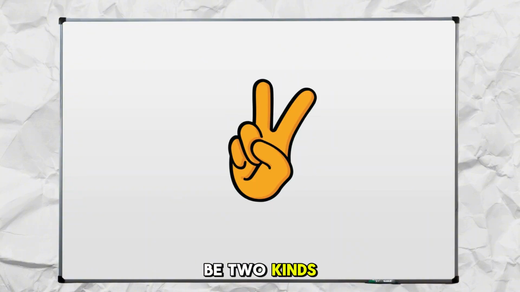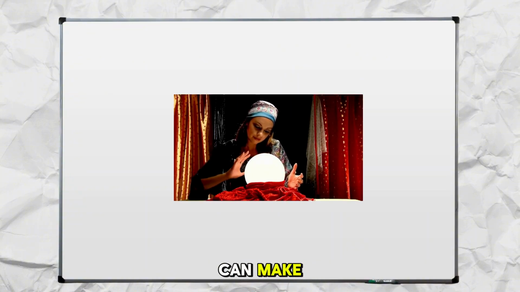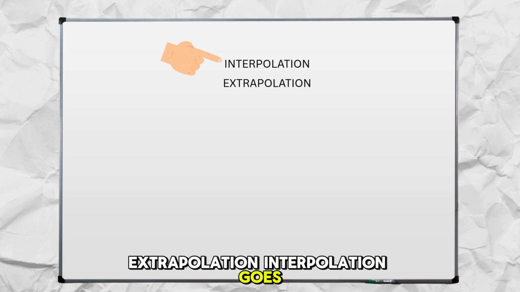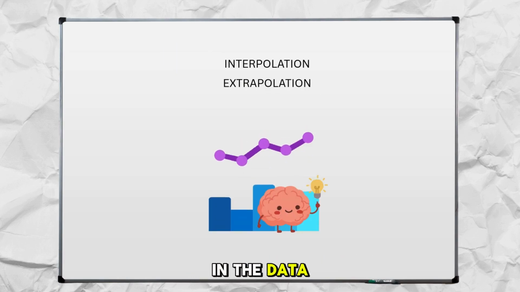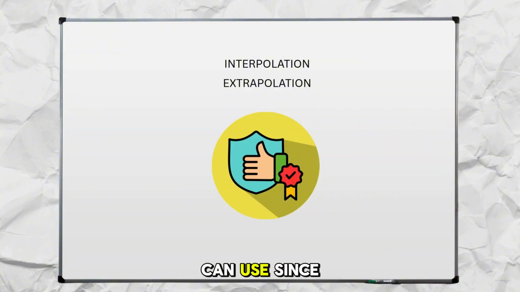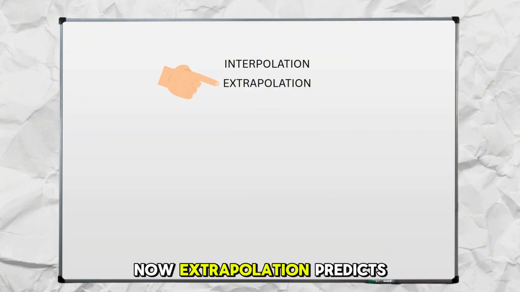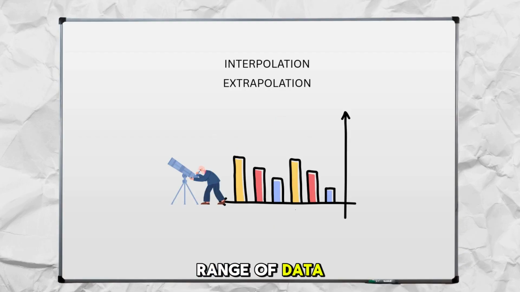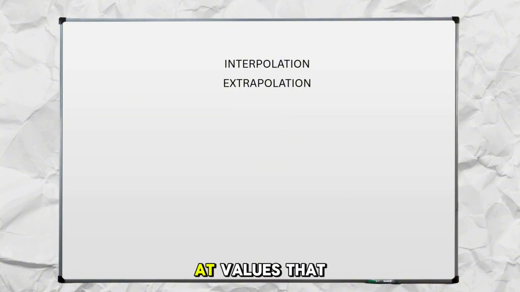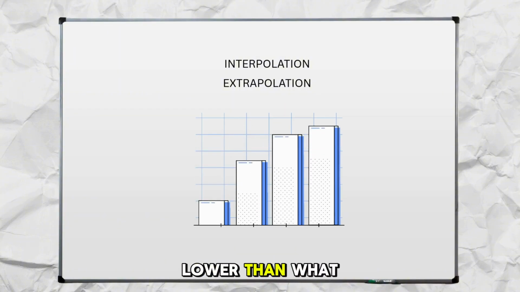Now, there's going to be two kinds of predictions we can make. We'll call them interpolation and extrapolation. Interpolation goes inside the values we already have, in the data that we know for sure. It's going to be quite reliable, the most reliable form we can use, since we have data points right there. Now, extrapolation predicts outside of the range of data. It's still useful, but it is less reliable because we don't know for sure that the relationship is the same at values that are going to be higher or lower than what we can see.